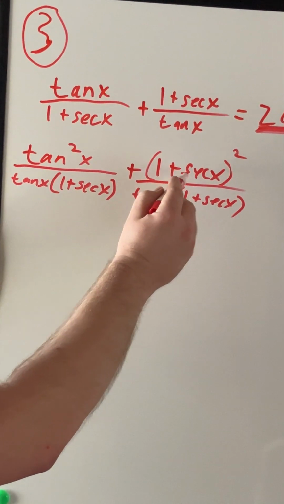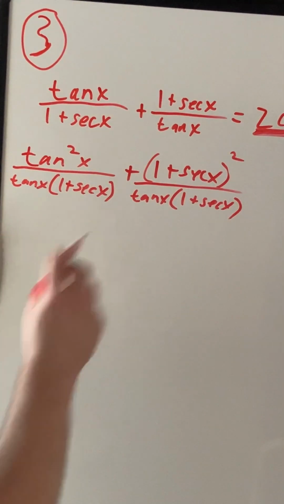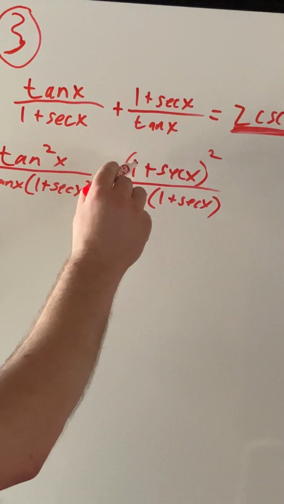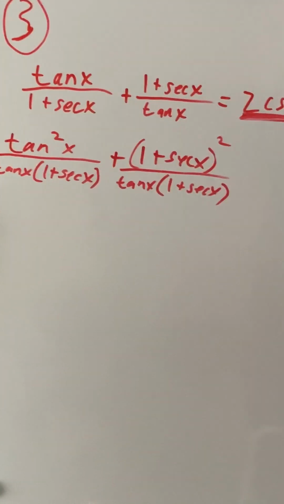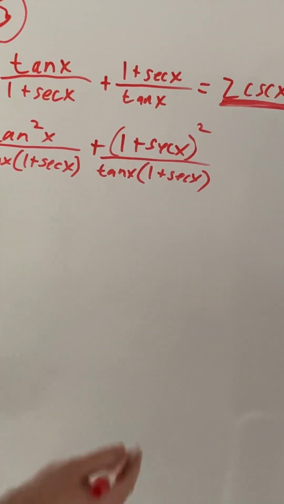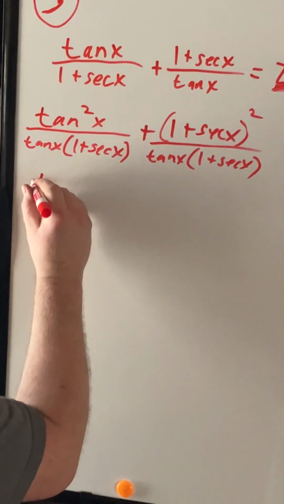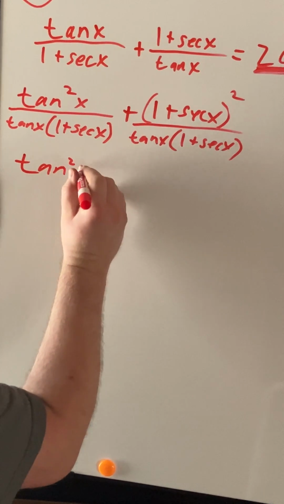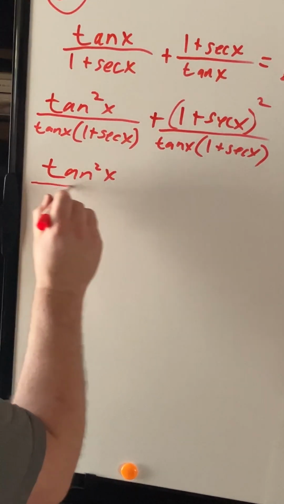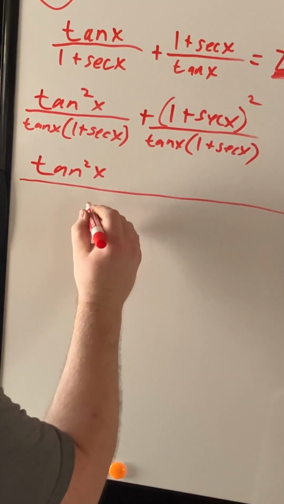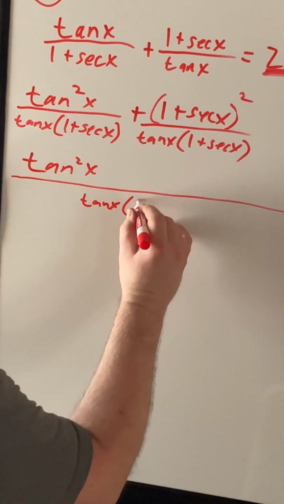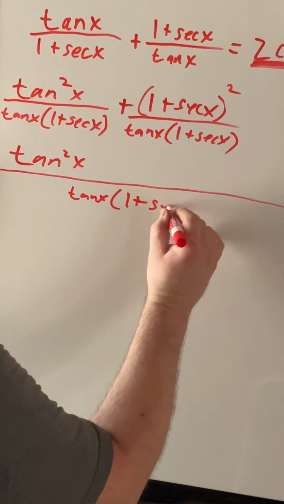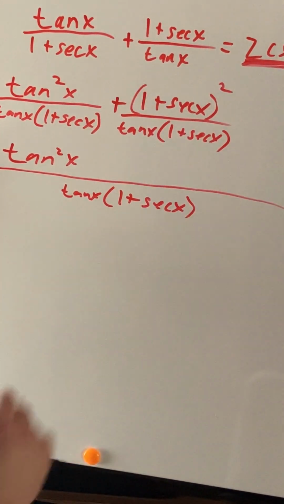Now, when you have something squared like this, you're probably going to want to FOIL that out and see what that gets you and see if that helps you progress. So we're going to jump to having these combined all as one fraction. Okay, so we know our denominator now is tan x times 1 plus secant x.